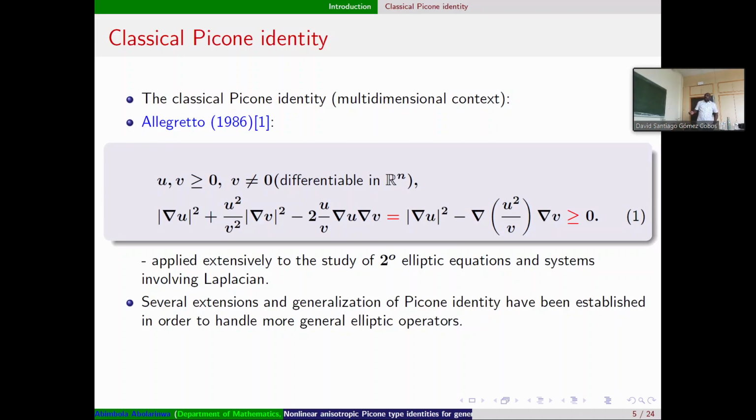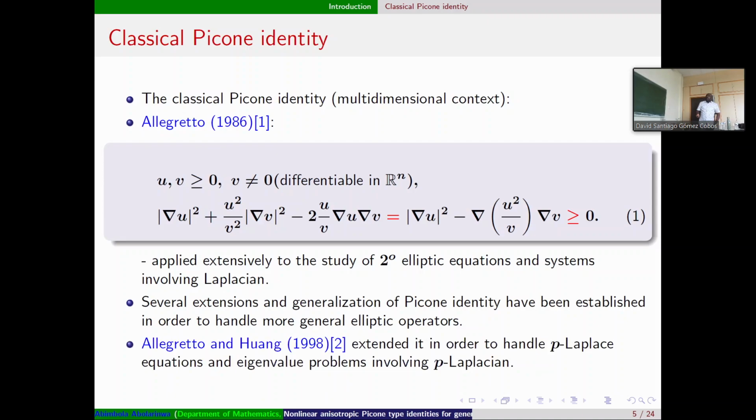So in their paper also, they proved the Sturm comparison principle for second order PDE, and they also proved oscillation theory as well. And we also have several extensions. In 1998, Allegretto and Huang extended it to handle p-Laplace equations and even eigenvalue problems involving the p-Laplacian.